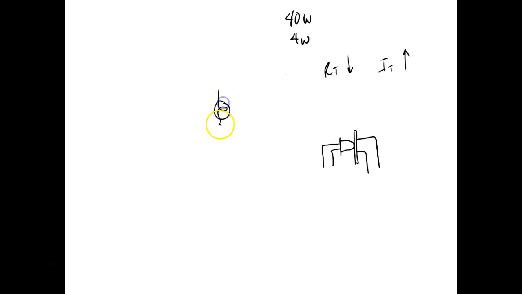This is a symbol for an incandescent light bulb, right? This is a symbol for a gas light bulb, which is a neon or fluorescent, right? Okay. So this is an incandescent light bulb. And what are we going to do? Basically the same circuit, right? We got a resistor right here, and then we got our pod. Same circuit.